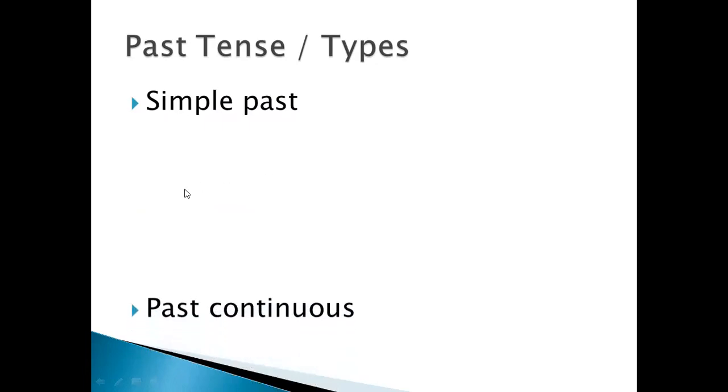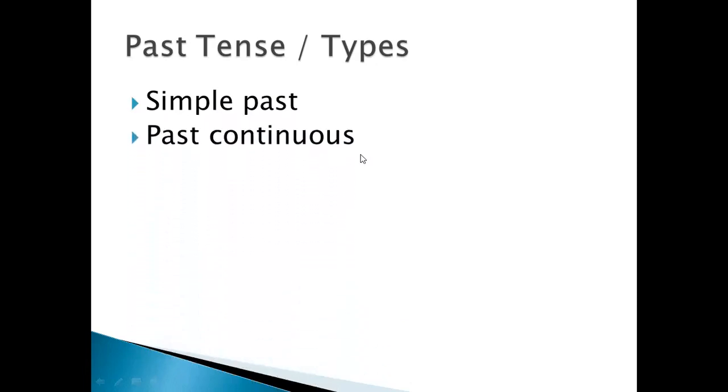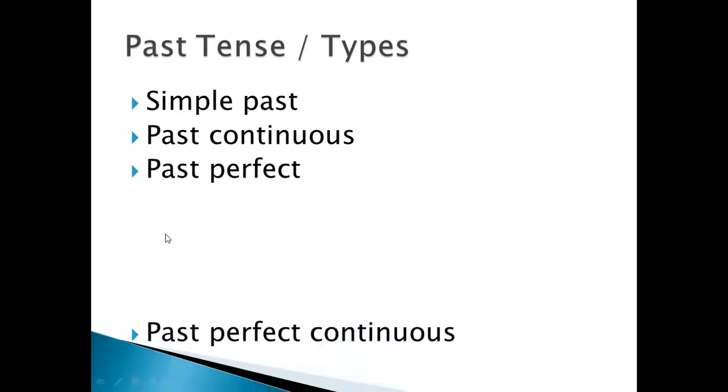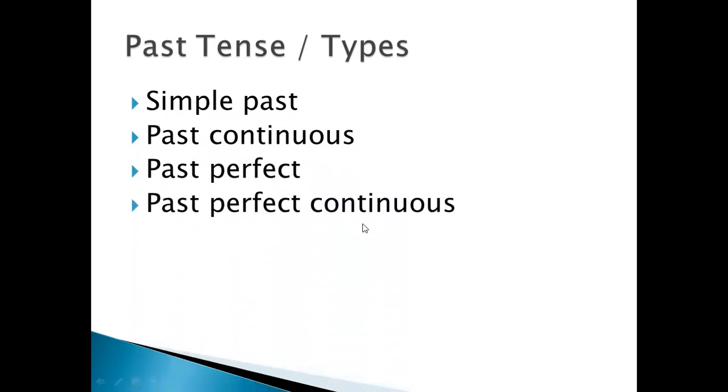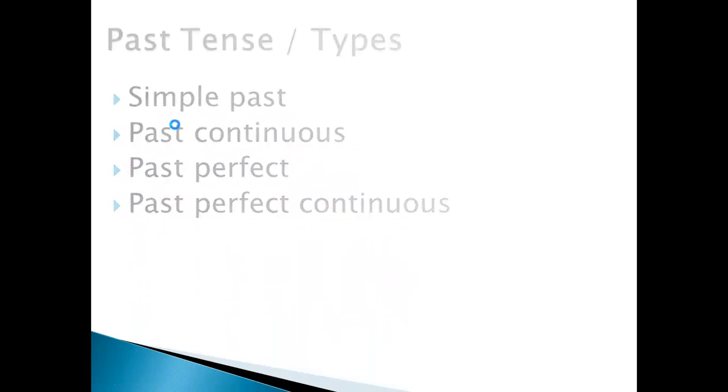Past tense types. First one, simple past tense. Past continuous tense. Past perfect. And past perfect continuous tense. Let us see simple past tense.